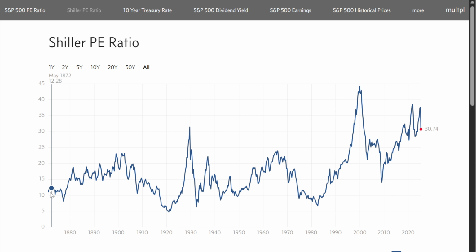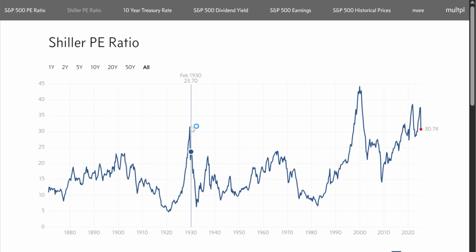That's measured over here. This chart starts in 1871, so this is 150 years of data. It's a 10-year moving average of all of the price to earnings ratios of the S&P 500, and it fluctuates in somewhat of a corridor. When we are single digit, we tend to be very, very cheap with stocks.